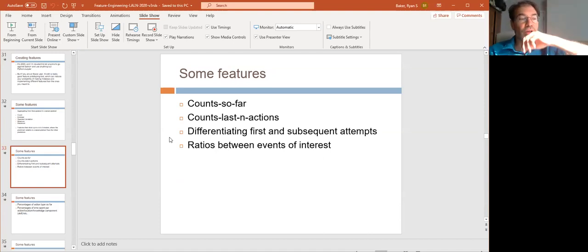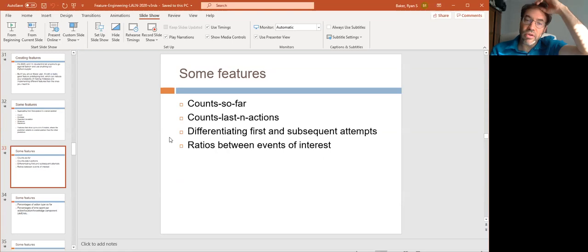Count so far. Man, that shows up in so many models. Like, how many times has the student asked for a hint on this skill? How many times has the student played a game? How many times has the student quit a video in the middle? How many times has the student been suspended from school? How many times has the student gotten a C on an assignment? There's all kinds of things that, if you're looking at a specific moment, you want to count up to.